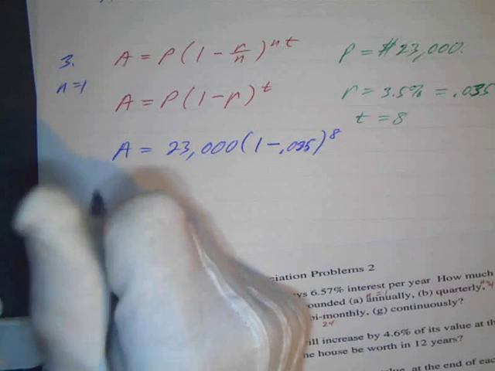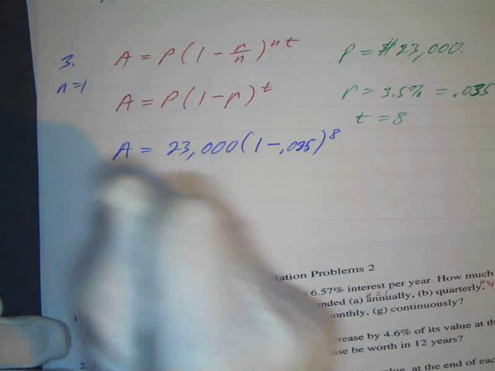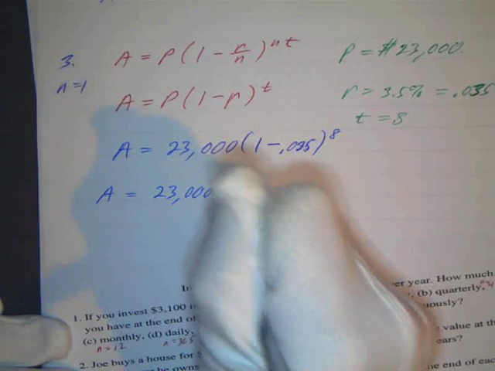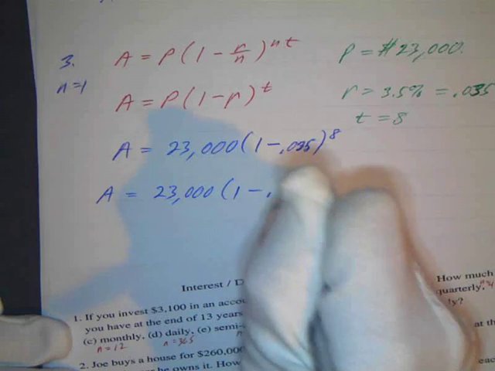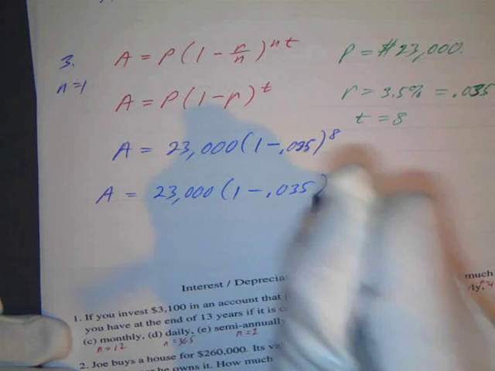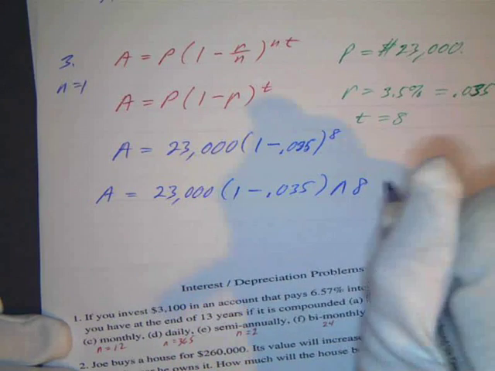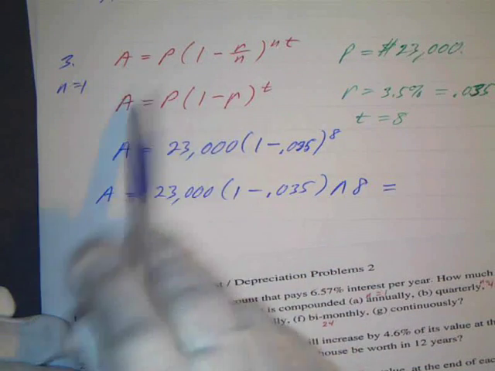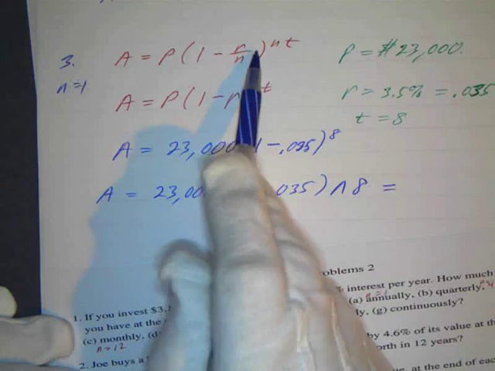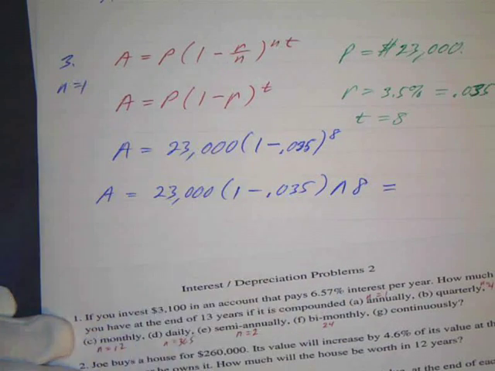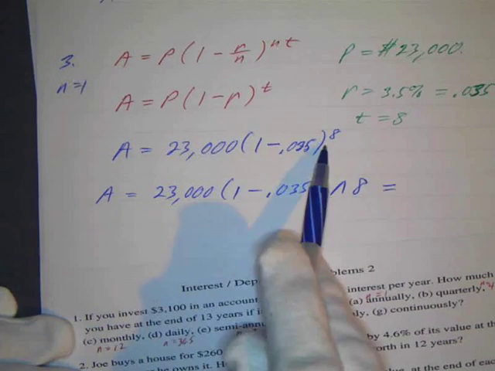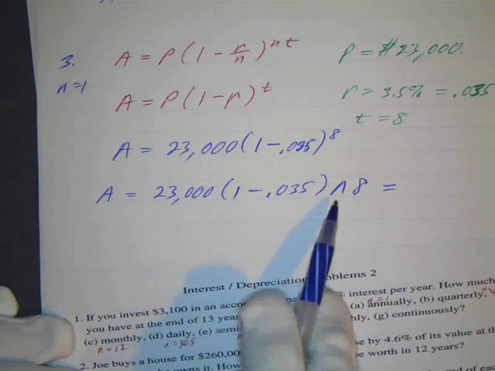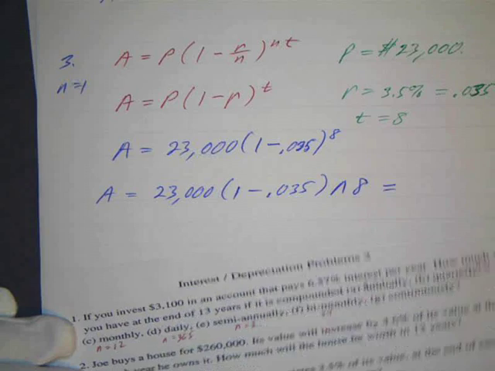And then we write it as a calculator input: 23,000, 1 minus 0.035 parentheses, caret 8, and then equals. So 1 point for this formula would be preferable, but you could write this in general, n is 1. But the minus sign is important because it's depreciation. 1 point for putting the data into this formula. And then 1 point for your calculator, and then 1 point to work it out.